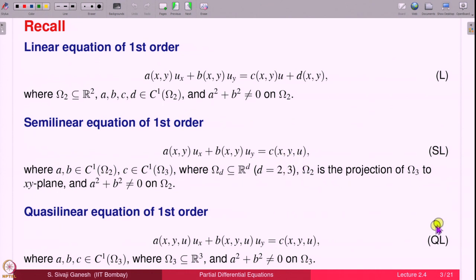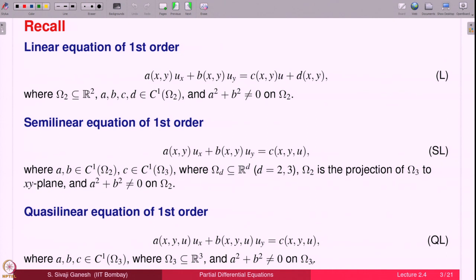Now, QL stands for quasi-linear equations. Here, the coefficients of u_x and u_y can depend on u also. So, A(x,y,u) u_x plus B(x,y,u) u_y equal to C(x,y,u), and the hypothesis that we will be working under is A, B, C are C^1 functions on Omega_3, an open subset of R^3, and as usual we require that both A and B do not vanish simultaneously at each of the points of Omega_3. So, this is quasi-linear equation.